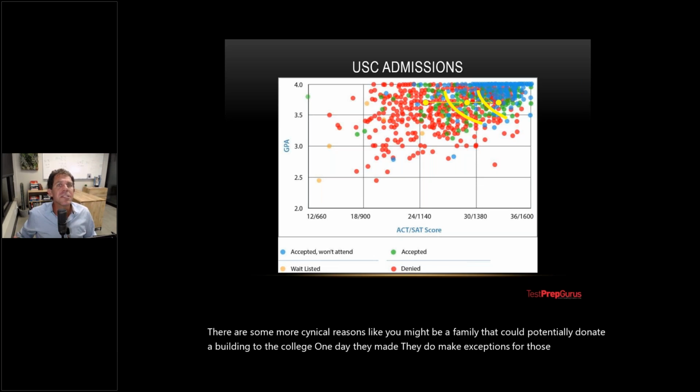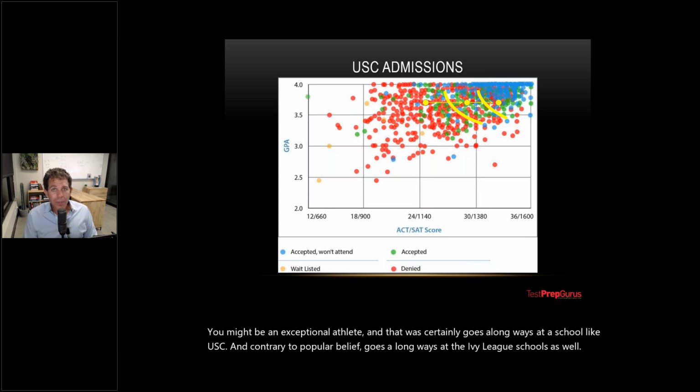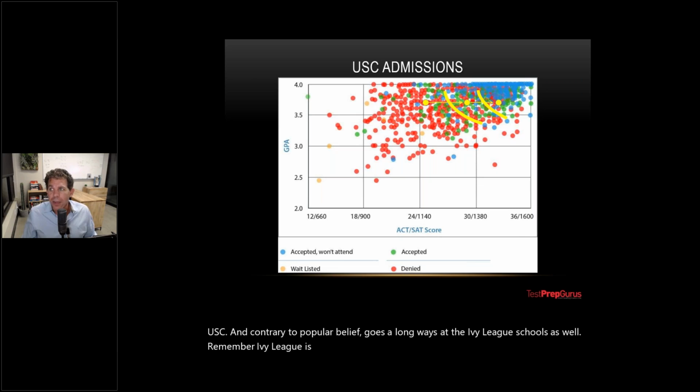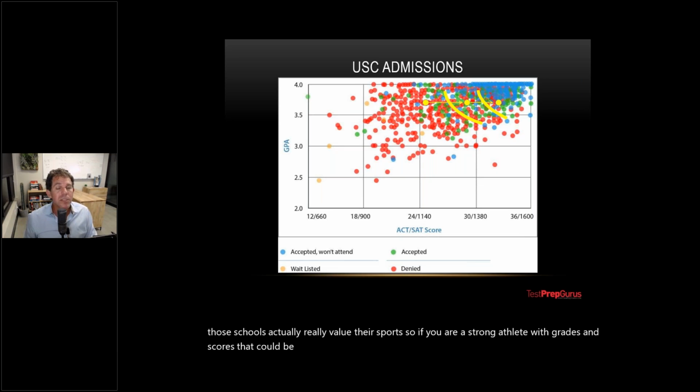You might be an exceptional athlete, and that certainly goes a long way at a school like USC, and contrary to popular belief, it goes a long way at the Ivy League schools as well. Remember, Ivy League is not any sort of academic title. It's a sports league, and those schools really value their sports. So if you are a strong athlete with grades and scores that could be competitive, that's a good opportunity if that culture fits and their level of athletics fits. Take a look at those as well.